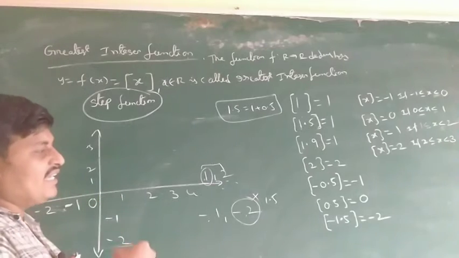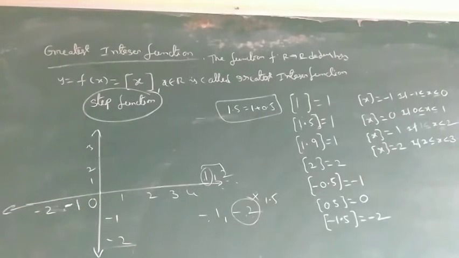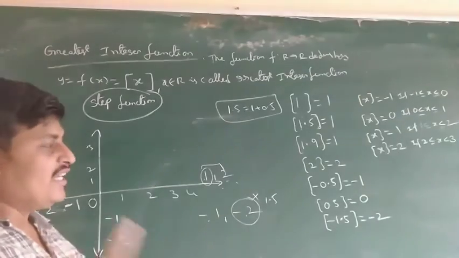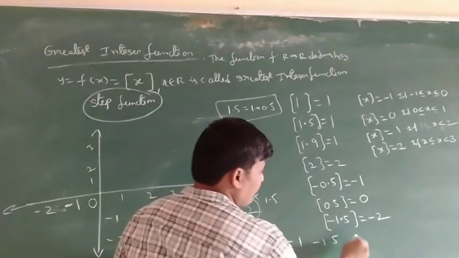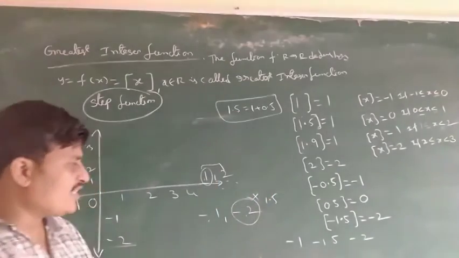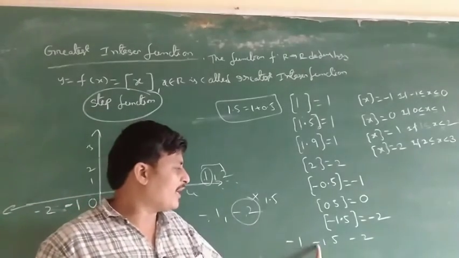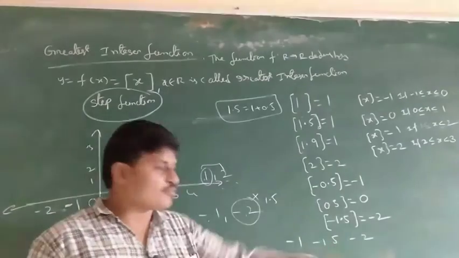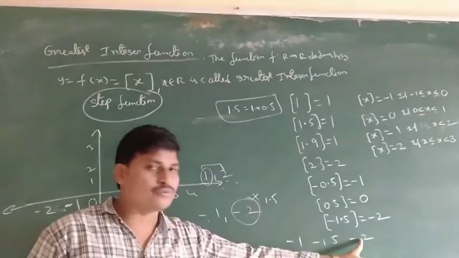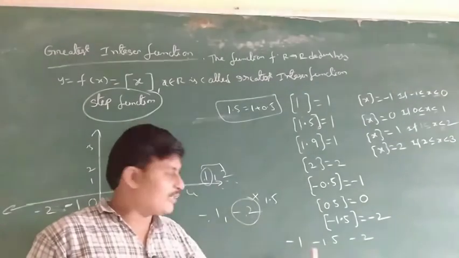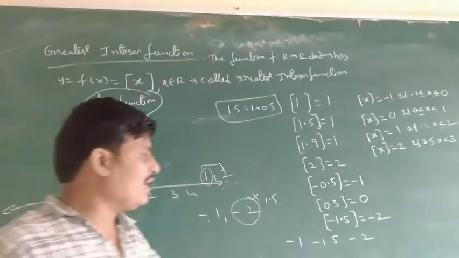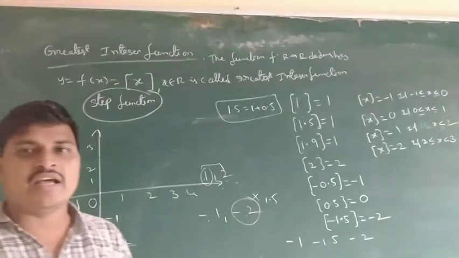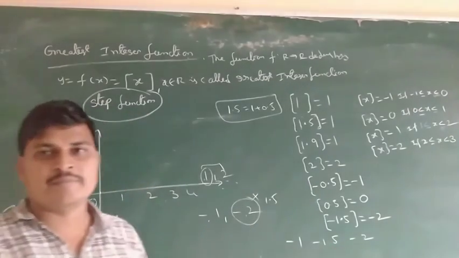This is the nearest smaller value. Between minus 1, minus 1.5, and minus 2, which one is the smaller value? Minus 2 is smaller than minus 1.5, not minus 1. So minus 2 is the smallest integer value of minus 1.5.